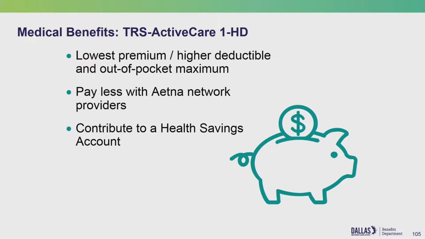Finally, with the TRS-ActiveCare 1 HD plan, you are eligible to set up and contribute to what we call an HSA, Health Savings Account. That's a tax-favored account. The district does not offer an HSA. Many of you may be familiar with it. It is offered through your local bank or your local credit union, and it will assist you with expenses if this is a plan that you select.